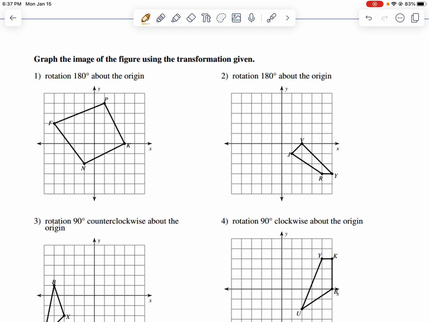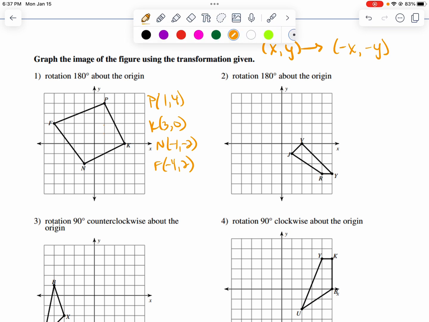So anytime I want to rotate 180 degrees about the origin, my rule is going to be the opposite of x and the opposite of y. Okay, so we're going to look at all of these points. P is at 1, and then 1, 2, 3, 4. So the ordered pair 1, 4. K is the ordered pair 3, 0. N is the ordered pair negative 1, negative 2. And then F is the ordered pair, let's see, 1, 2, 3, negative 4, positive 2.